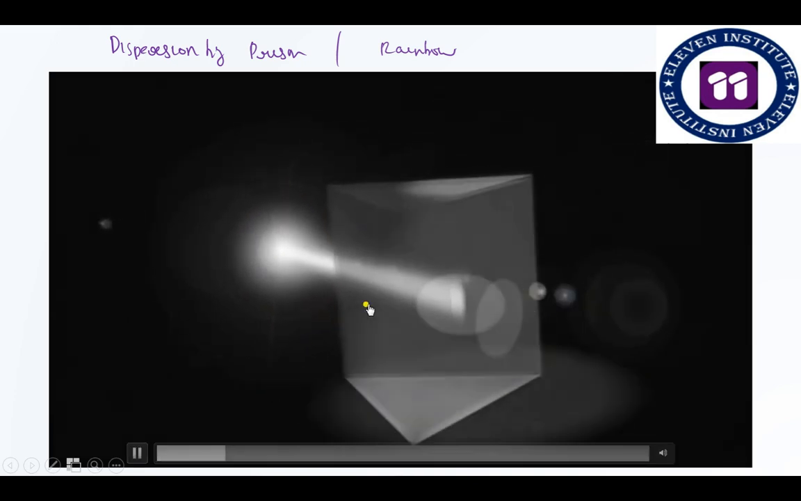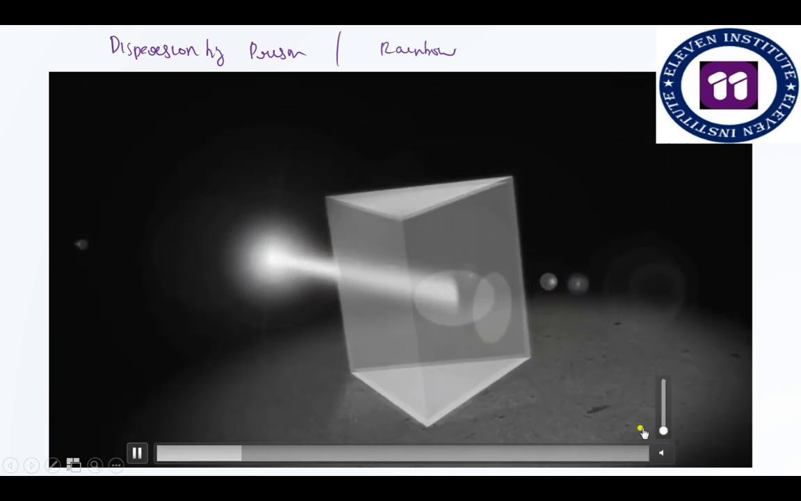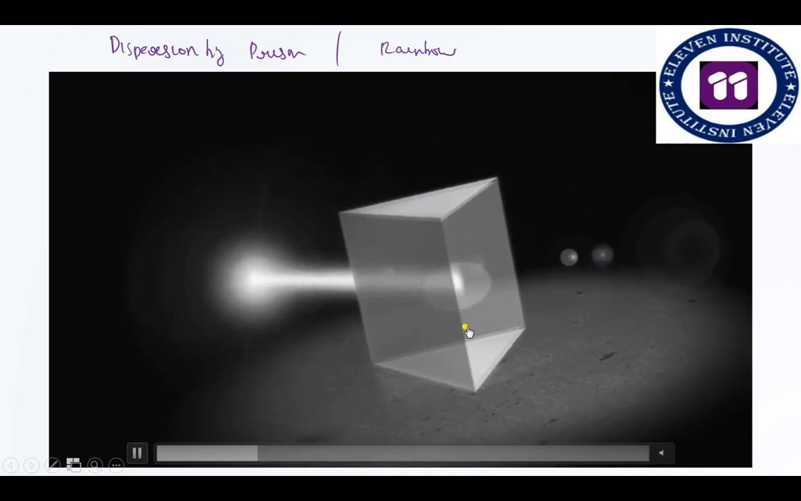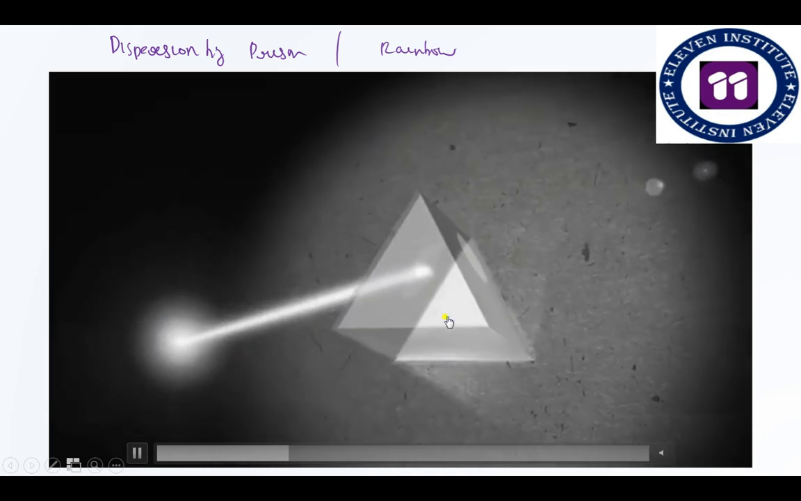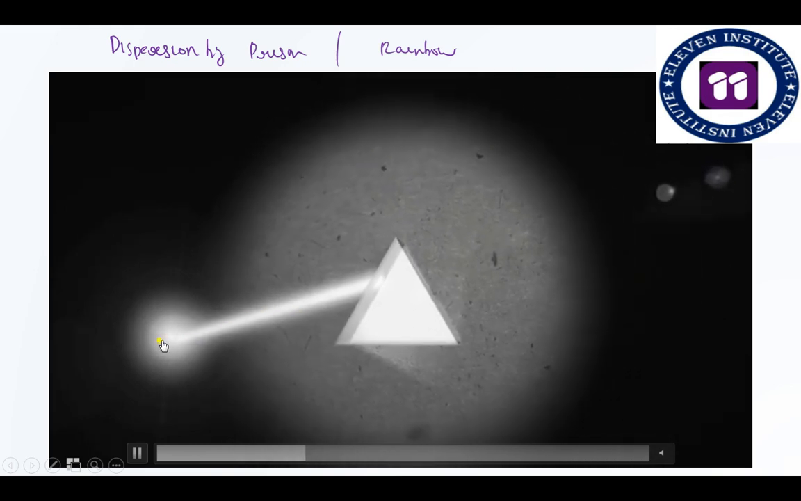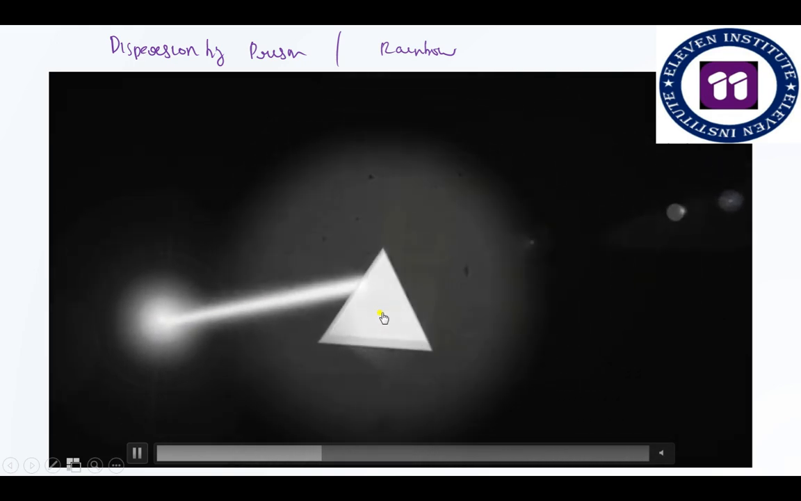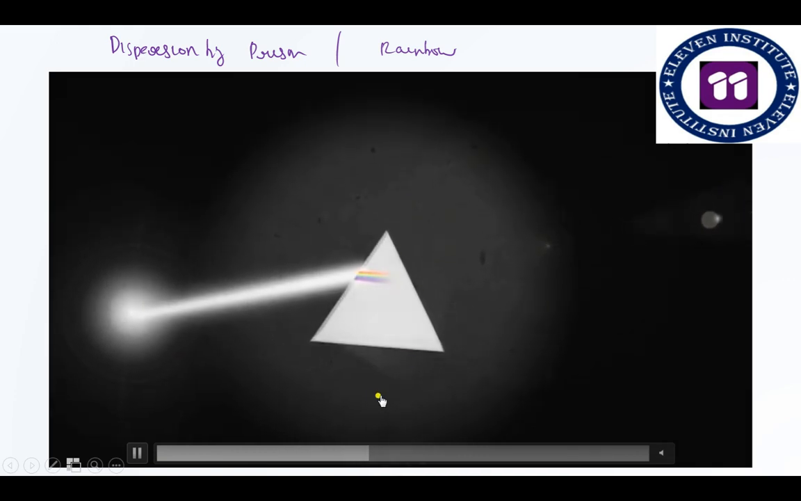See, light is passing through the prism. Fine? Light is passing through the prism. This is how a prism is placed. This is the top view that we are seeing. When you pass the light, it will get dispersed into 7 components like this.